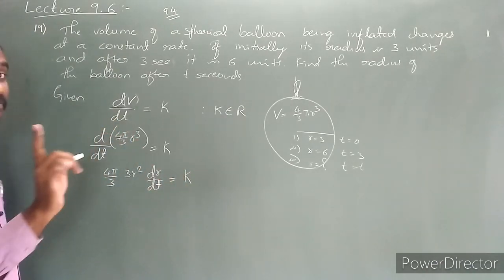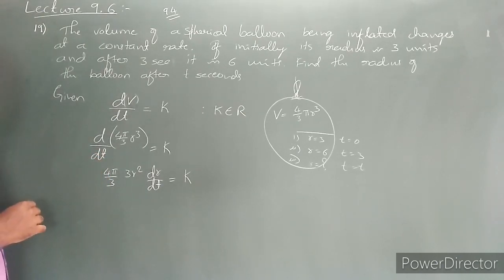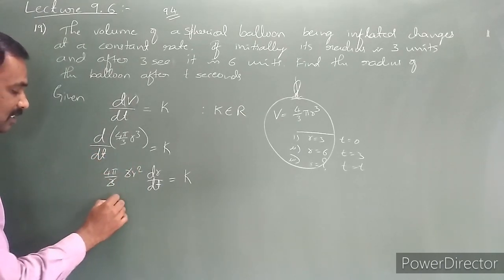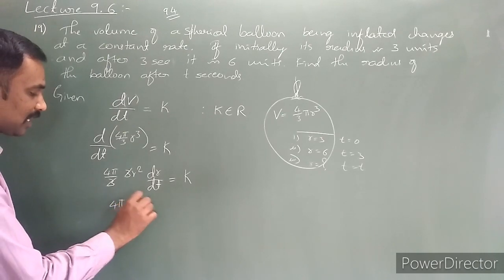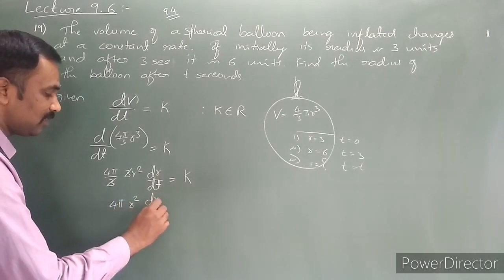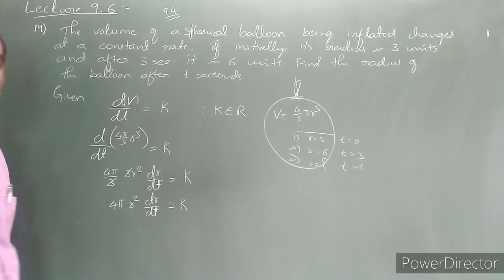I am just simplifying the left hand side. Okay. Now 3 gets cancelled. What is left? 4 pi r square into dr by dt is equal to k is left.